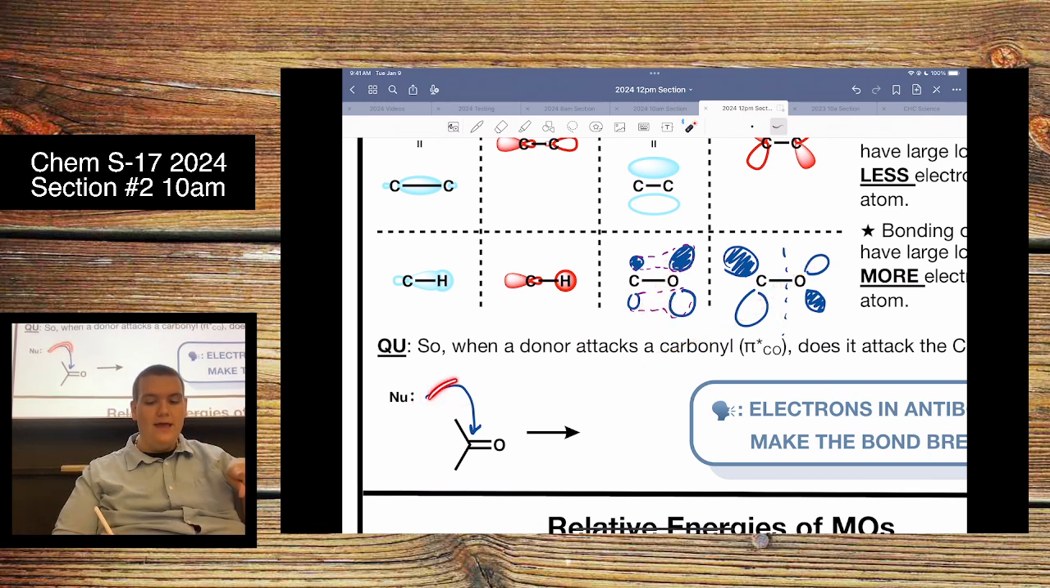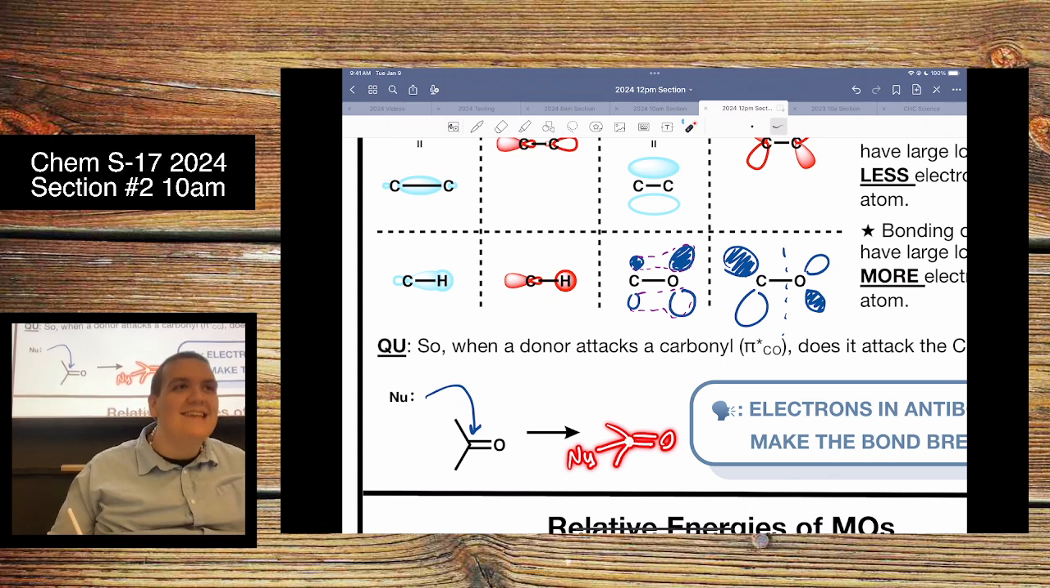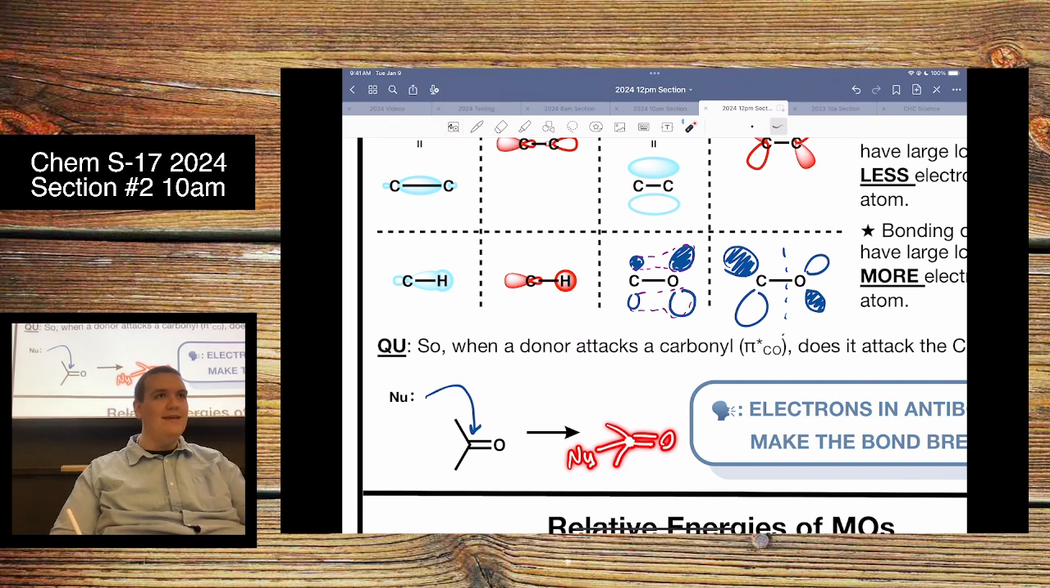But one thing, if I do this, why can I not just say that the product is this? Yes, we're going to get there, but what's wrong with this Lewis structure? This ain't Texas. It's not a Texas carbon. We can't violate that rule. So we know that we also have to break a bond when we do this. And this is where we get to the second call and response element of the day.